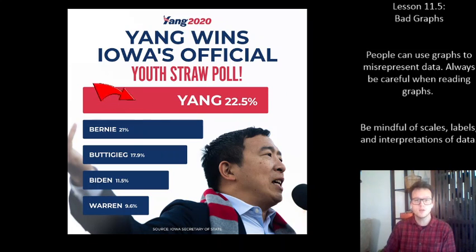The issue I have was with this graph. Why is this bar so much bigger than this one that's at 21%? It's 1.5%. This is a bad graph.